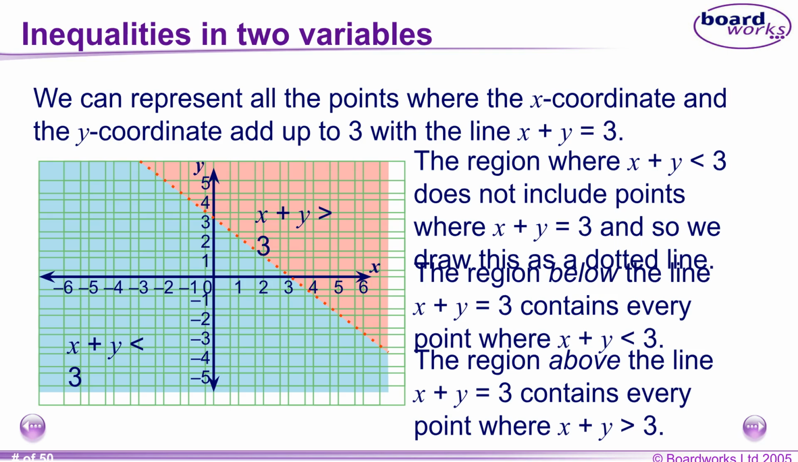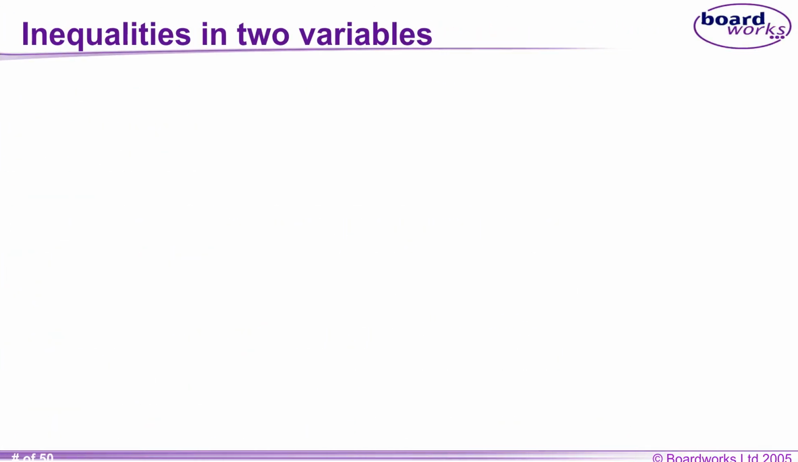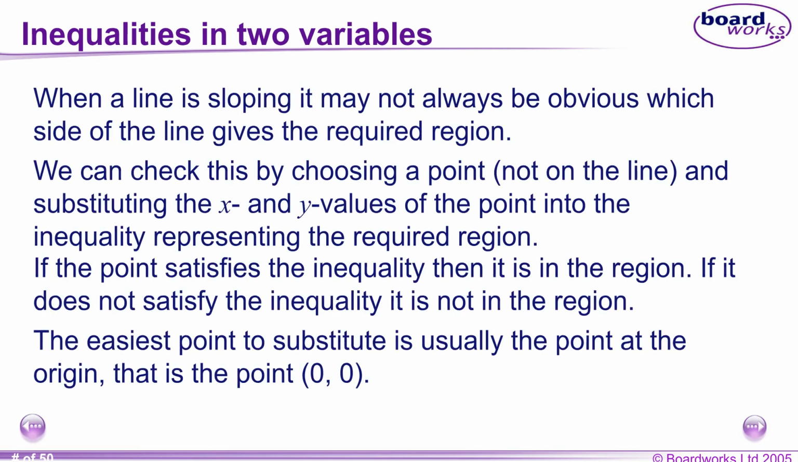Since x + y < 3, the line is dotted, indicating that points on the line are not included. The region below this line represents x + y < 3, and the region above represents x + y > 3. For a sloping line, it may not be obvious which side contains the required region. We can check by substituting a test point, usually the origin (0, 0), into the inequality. If the point satisfies the inequality, it is in the region.